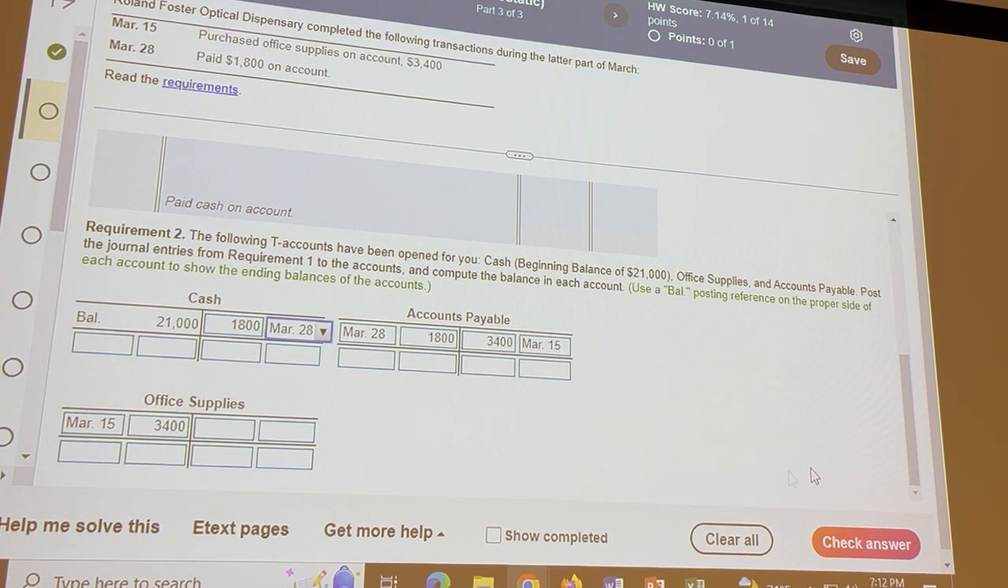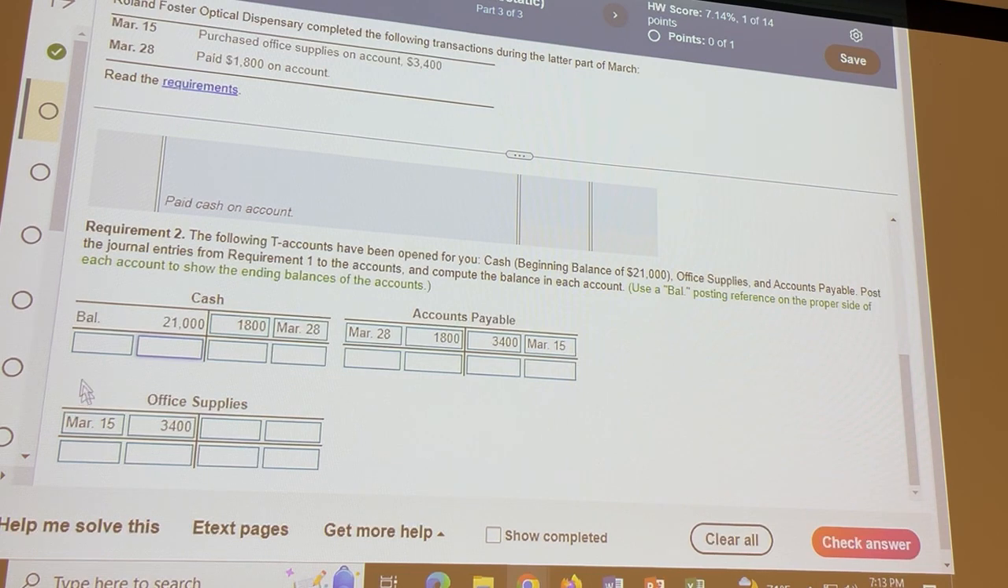And then we're supposed to compute the balance for each account. So the cash account had a beginning debit balance of 21,000. We made a credit entry to it of 1,800. So subtracting the 1,800 from the 21,000, the new balance would be a debit of 19,200.